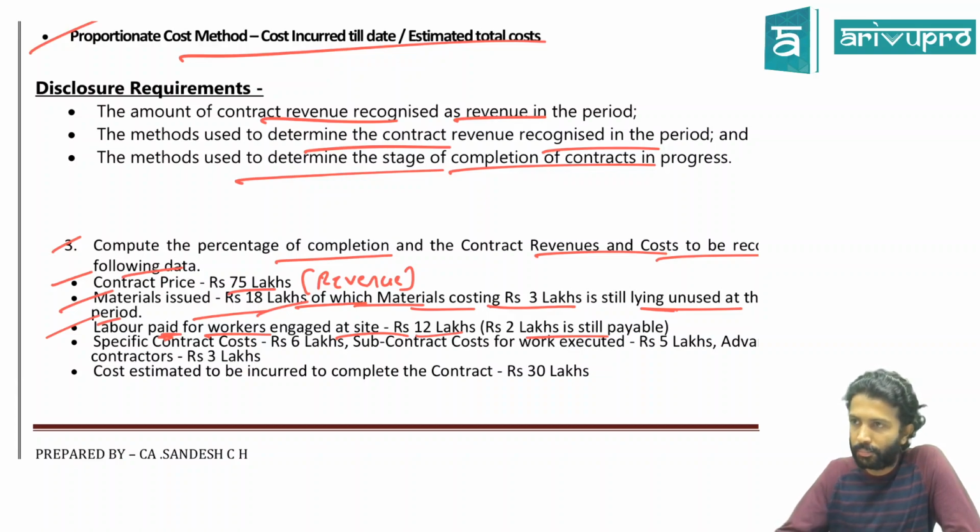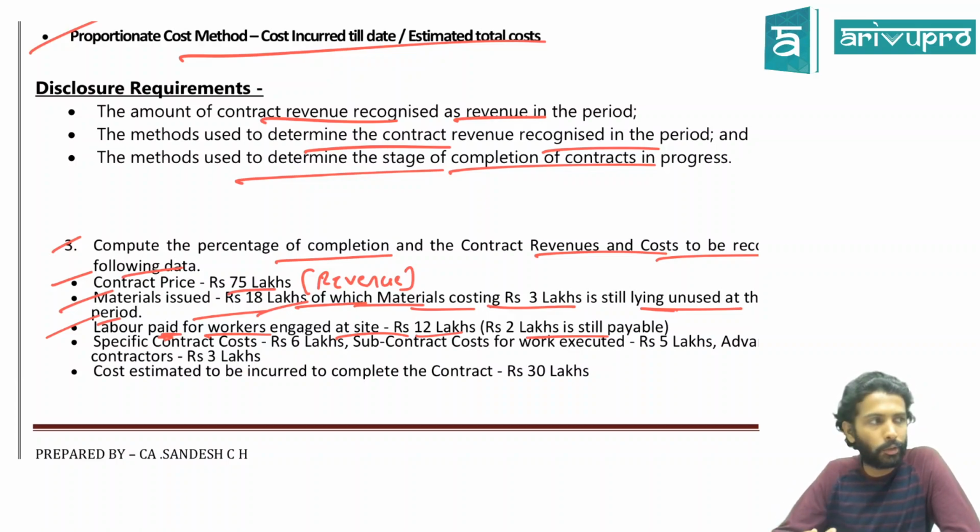Have the laborers come? Have they worked? Yes. Is salary due to them? Yes. How much is due? 14. 14 is due totally. In that, 12 is already paid out. So how much is due still? 2. So that means what is the cost incurred? 14 lakh. Accrued portion, not the payment portion.